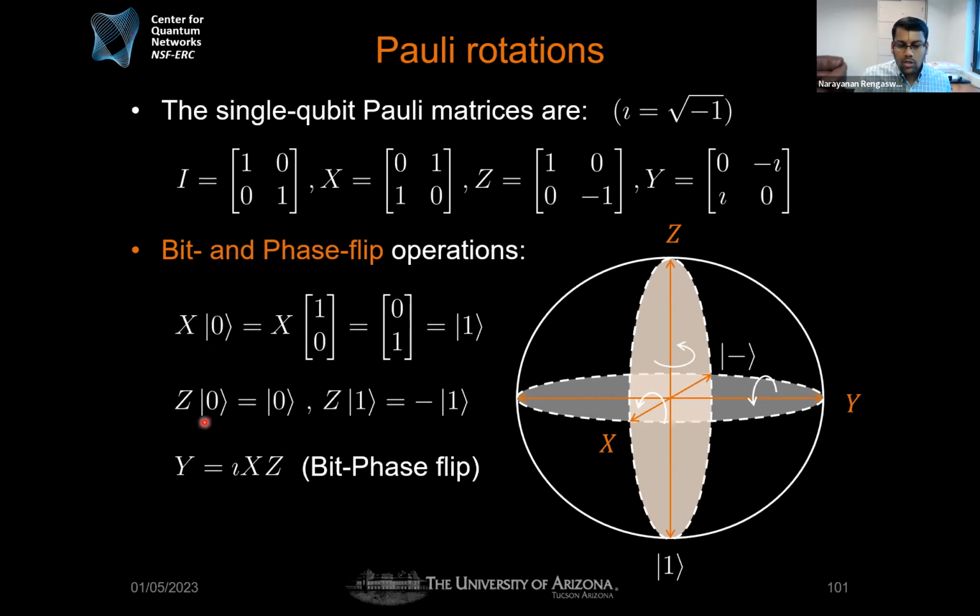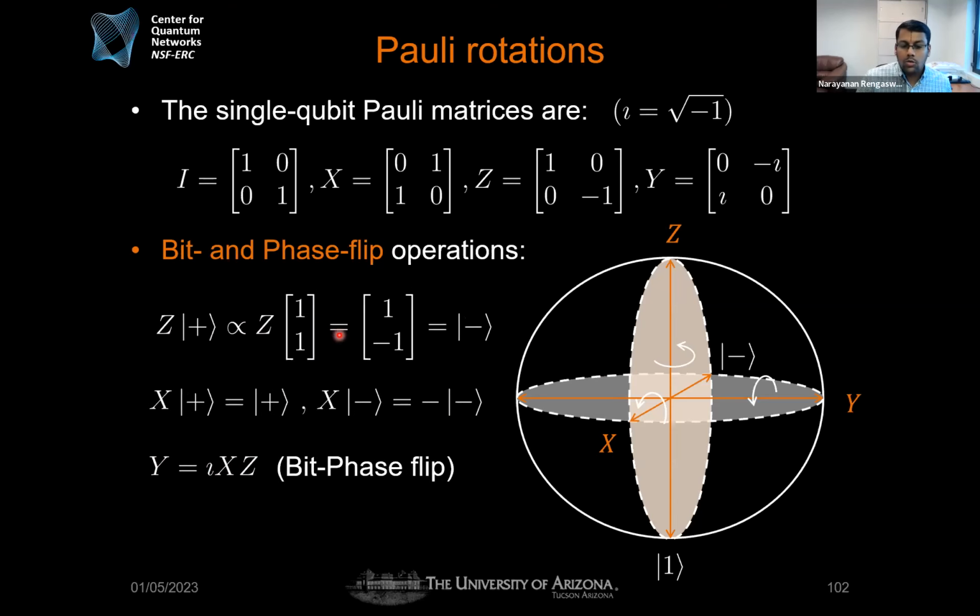Similarly, Z acting on 0 does nothing, whereas Z acting on 1 picks up an extra phase of -1. This is why you can think of X as the bit flip operation and Z as the phase flip operation. And Y, you can check, is a product of X and Z together with an i. So Y is typically called the bit-phase flip because it does both at once. All of these names are given with respect to the standard basis.